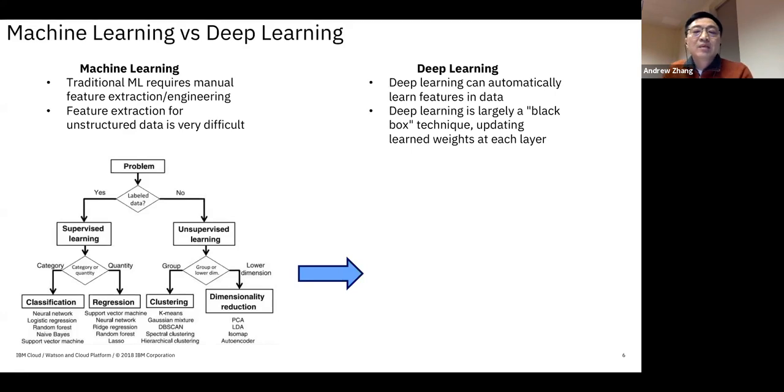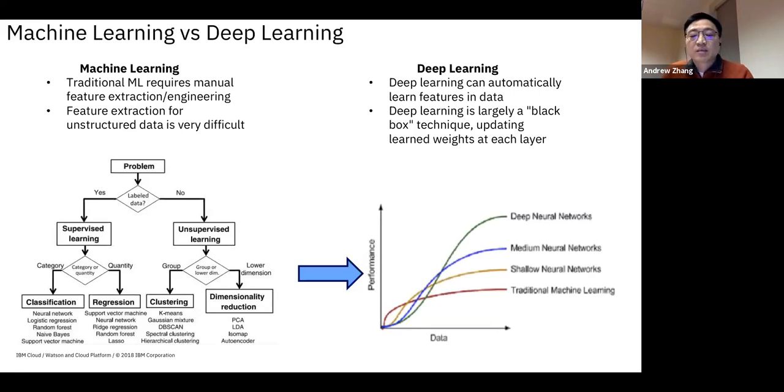Moving to deep learning, one of the important capabilities of deep learning is that it can automatically learn features in data. Although the limitations of deep learning are very debatable nowadays, it's justified that deep learning has achieved something we haven't seen before. This chart shows traditional machine learning versus deep learning, particularly neural nets, from small neural nets to deep neural nets. The performance of the methods scales pretty fast over time as data increases. So that is what we understand of where we're coming from.